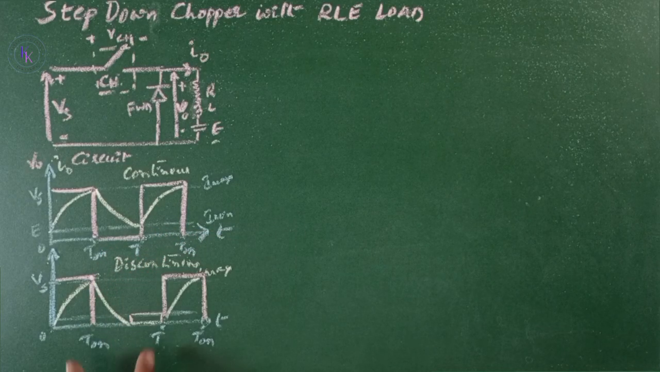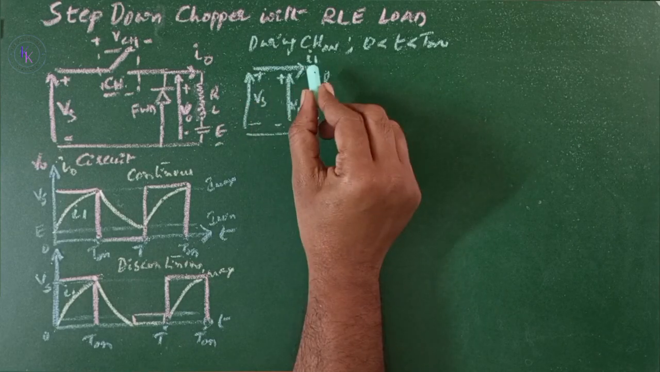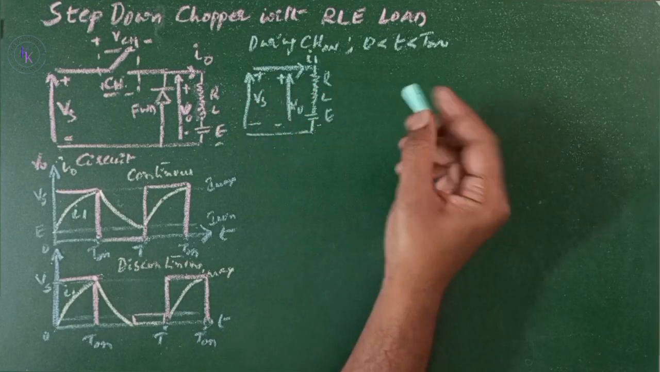Discontinuous conduction is going to depend upon the turn-off time or the time constant L by R. If the time constant is less than T off period, then you are going to get discontinuous conduction. During the chopper on period, that is t between 0 and T on, the current flows from Vs positive through the chopper and RLE load back to Vs negative.